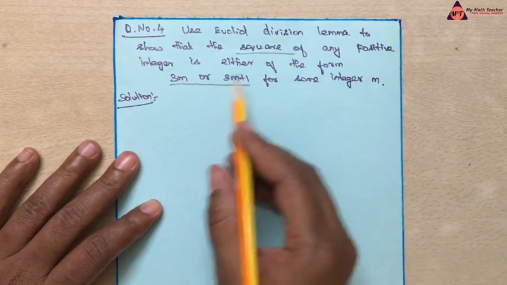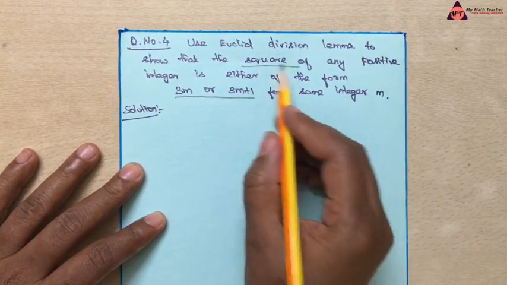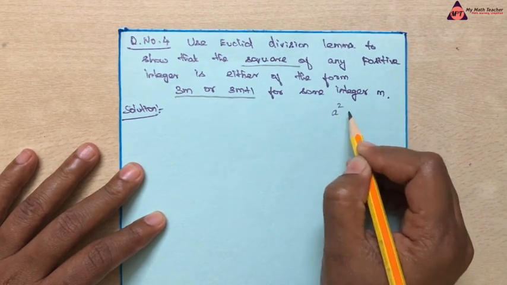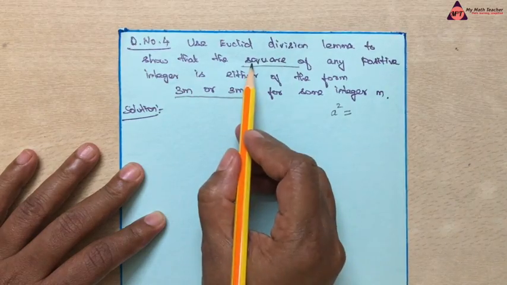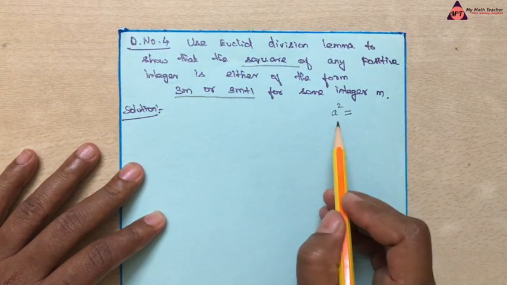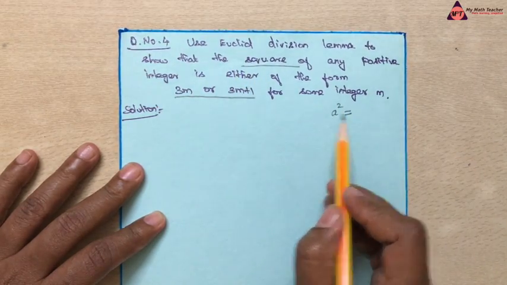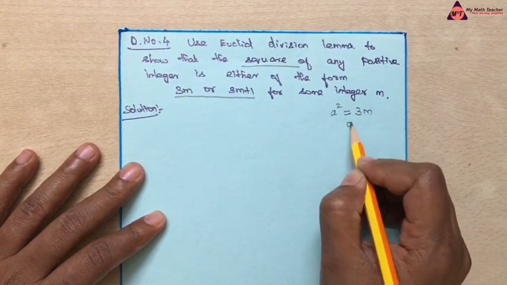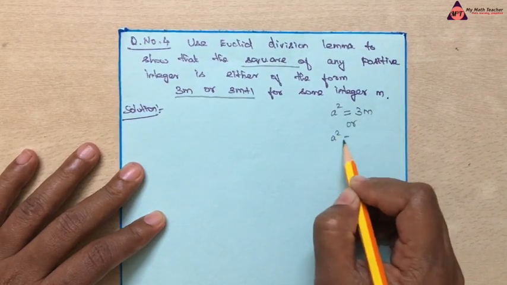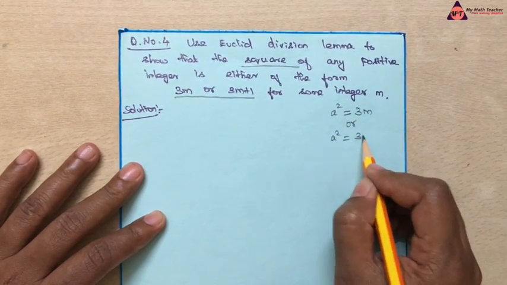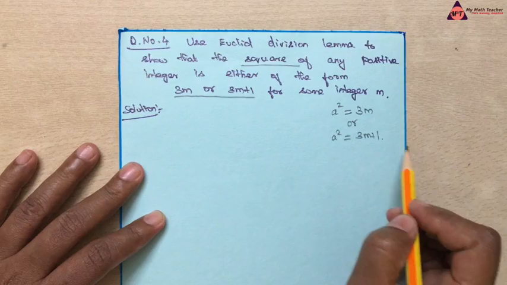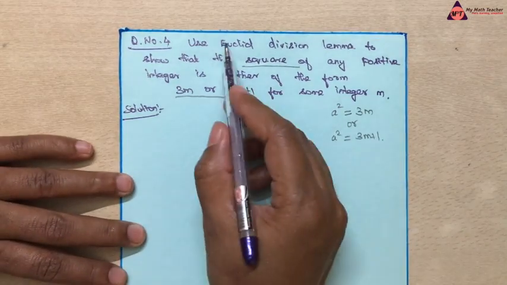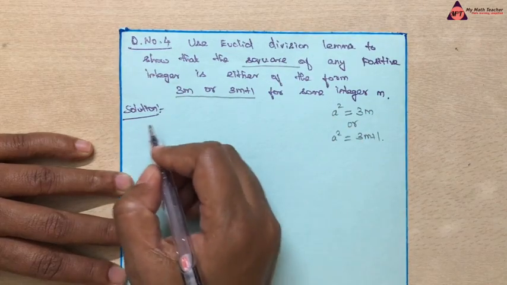So the question here is very simple. If we are assuming a as the integer, so if we are squaring the positive integer, a square is equal to 3m. It should be of this form, or a square should be equal to 3m plus 1. That's it. So we can now understand what we have to prove. Now let us start solving this using Euclid division algorithm.